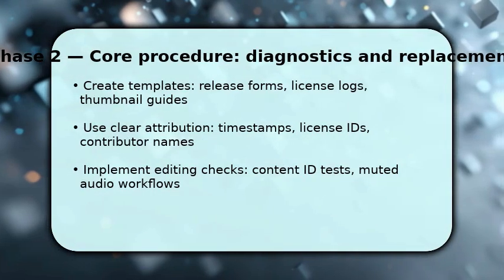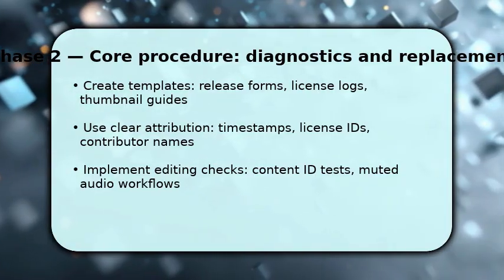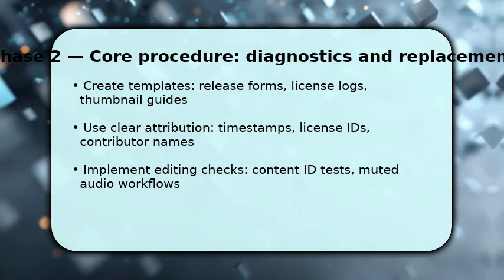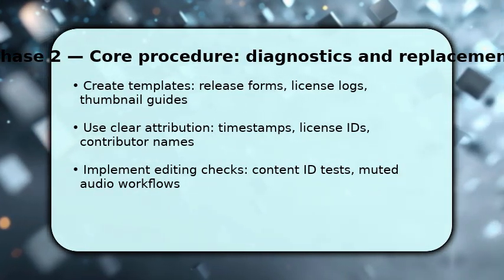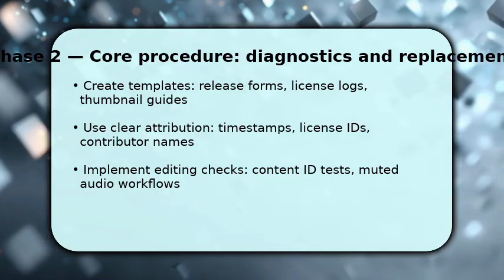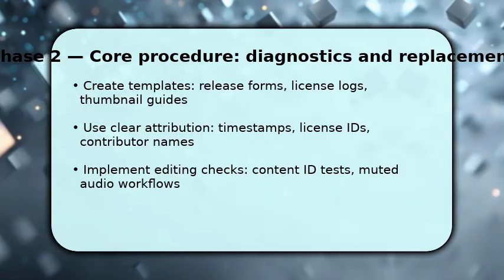Now you build a repeatable workflow. Start by creating templates, release forms, license logs, and consistent thumbnail guides to speed approval and audits. Then, when producing, always include clear on-screen attribution, timestamps, license numbers, and contributor names so reviewers can verify rights fast.